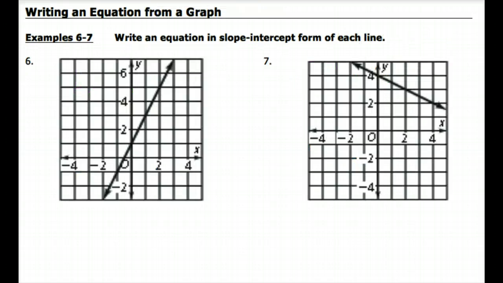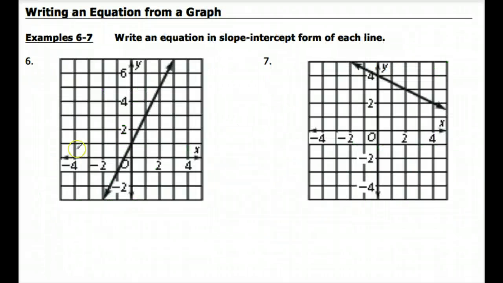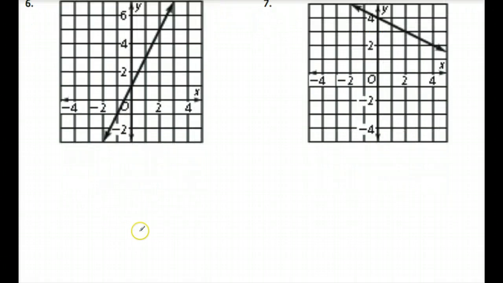Okay, finally the last two examples, we're going to do exactly what we did in 1 through 3, except this time instead of giving you an equation, I've given you a line. So we want to write an equation in slope-intercept form. That means we need to know what is the m value and what is the b value. Well, we already know how to find the slope given a graph of a line. We practiced this in the last video.